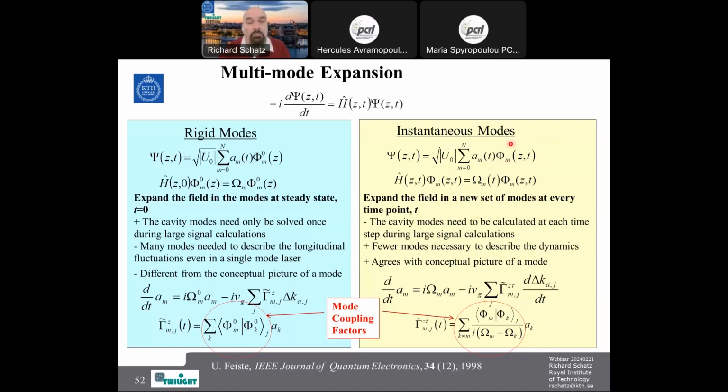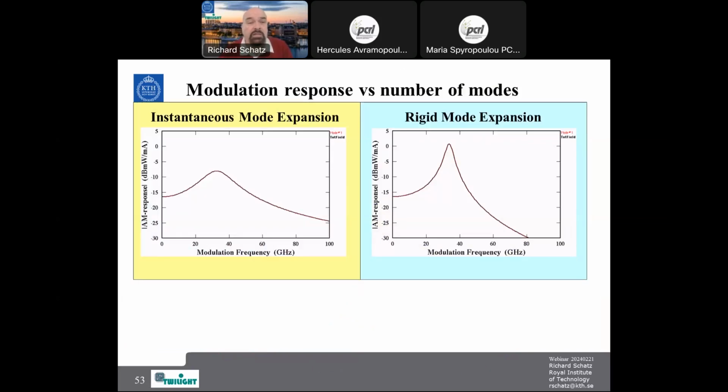If you want to calculate on PPR, normally you only need 2 modes to describe it. So in such a way, it gives more easily understood analytical formulas. I will not go through this in detail. I can just show you what I mean. If you have instantaneous mode expansion and rigid mode expansion for a DBR laser with photon-photon resonance, for instance, and detuned loading, and you use just one single mode, they will give very different results. You see here, the instantaneous mode expansion gives the result to the right, and the rigid mode expansion gives this if you just use one single mode.